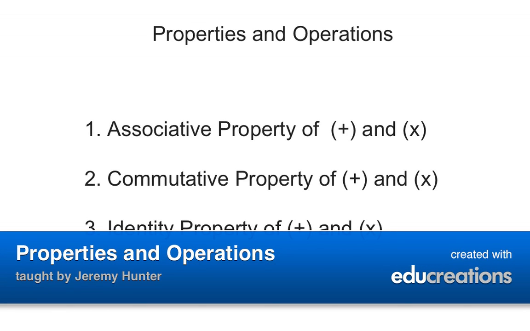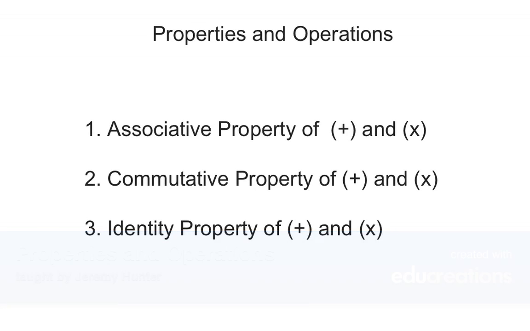Hey guys, today's lesson is all about properties and operations. And you can see I have the three listed here that we're going to, actually there's six, if you consider that for each one of these I have an addition and a multiplication. So that would mean there's actually six properties because there's two properties for each one of these three.